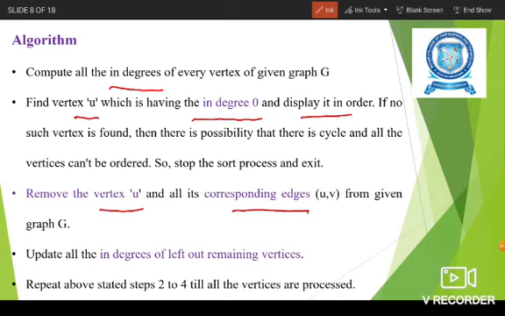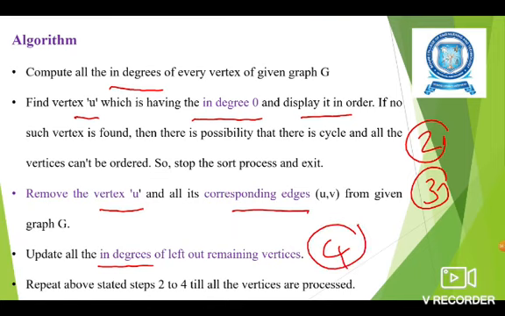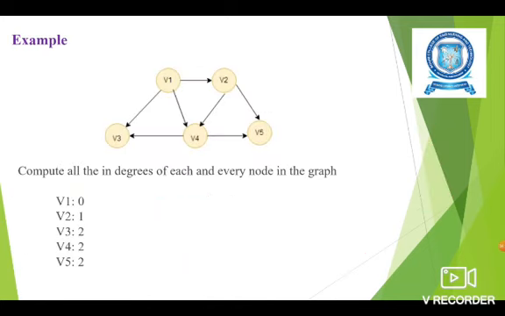After removing the vertex and the corresponding edges from the graph, you have to recalculate the integers. So steps 2, 3 and 4, these 3 steps are repeated until all the vertices are processed. Okay. We will see with one example.